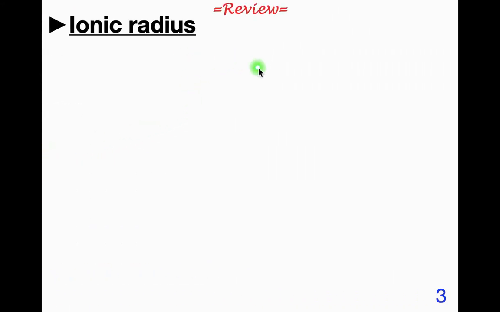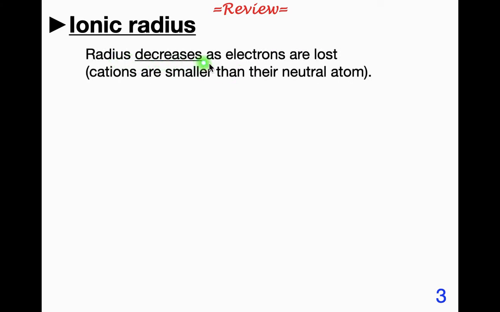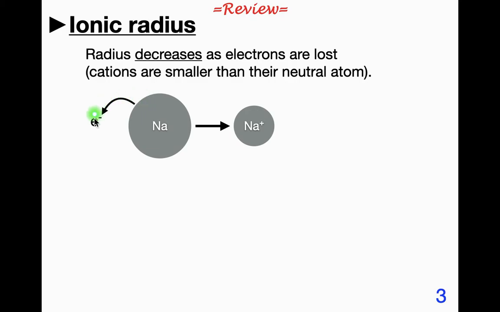Ionic radius. Now this is not a trend as we move across the periodic table, just looking at the size of an atom as it becomes a positive or a negative ion. The radius decreases as electrons are lost. So cations are smaller than their neutral atom. So sodium, when it becomes a positive ion by losing an electron, becomes smaller, which is just common sense. Just imagine if you were to remove all of its electrons, eventually you would have nothing left but the nucleus. So every time you remove an electron, the atom gets smaller and smaller.